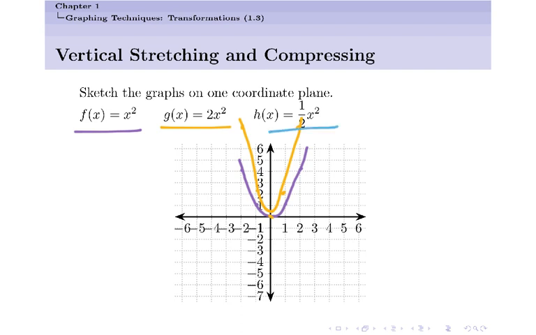When I plot this, I plug in 0, I get 0. When I plug in 1, I get 1/2. When I plug in 2, I get 4. Half of 4 is 2. And you'll see that vertical compression.